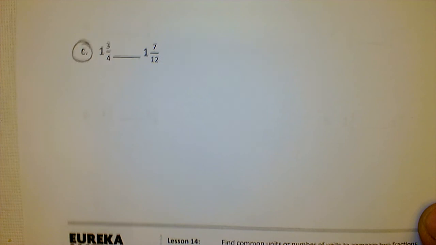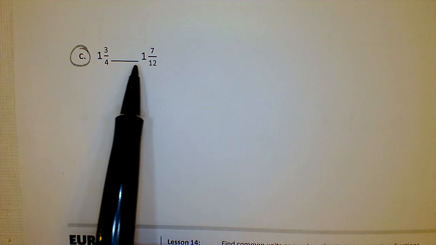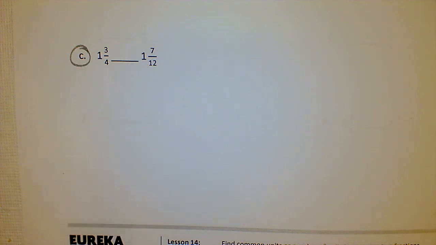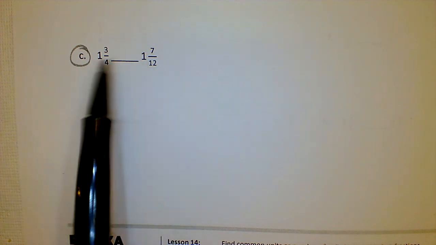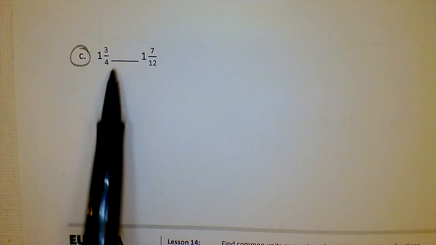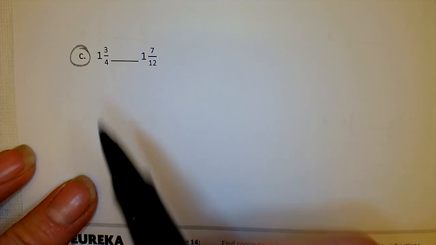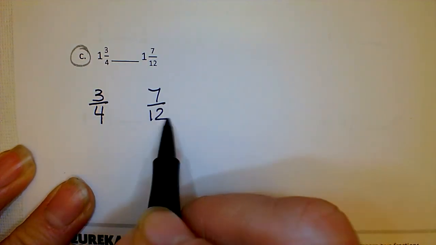I'm going to do C with you because I know C is going to catch you guys' attention, and you guys are going to be like, whoa, wait a second, what's going on here? We have 1 3/4 and we have 1 7/12. So just looking at this mathematically, the 1s are the same. So all that I'm really comparing is the 3/4 and the 7/12. I don't even really have to worry about that 1. I can just focus on my 3/4 and my 7/12. So mathematically, I'm just going to compare 3/4 and 7/12.